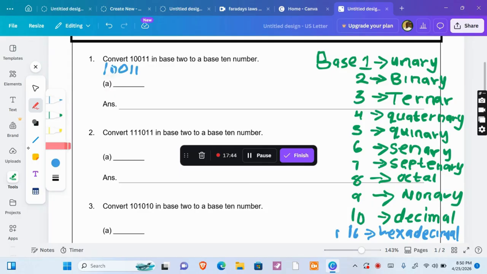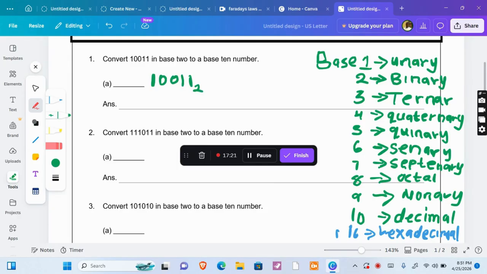Let me write it where there's more space. Let me write it bolder. This number is in base 2. This is 1 0 0 1 1. So the base is 2.